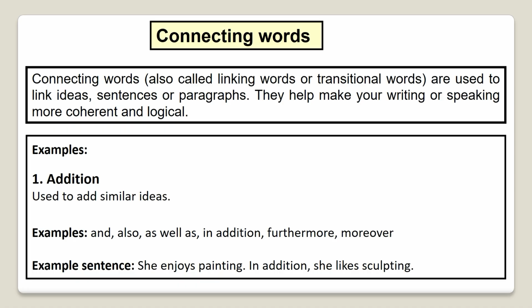Here is an example sentence: she enjoys painting. In addition, she likes sculpting. That means she enjoys painting, followed by she likes sculpting. So in this way you can understand what connecting words are. It's very easy to understand. I have put the example, you can understand this.